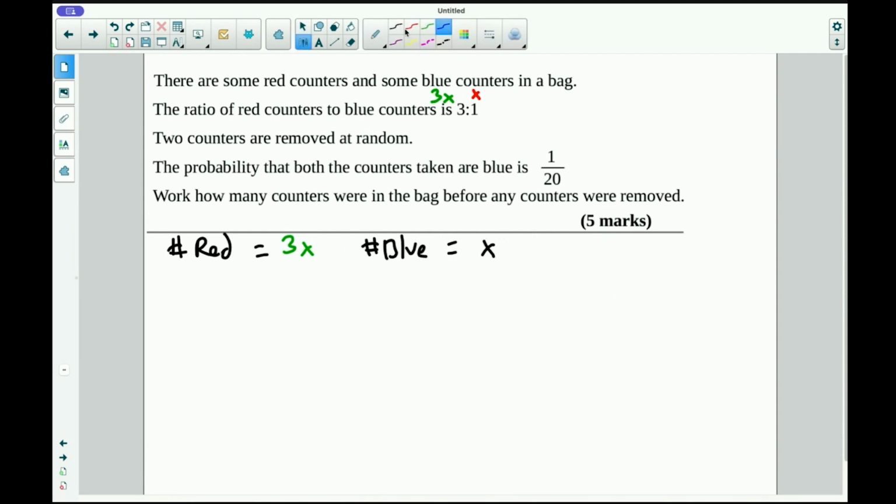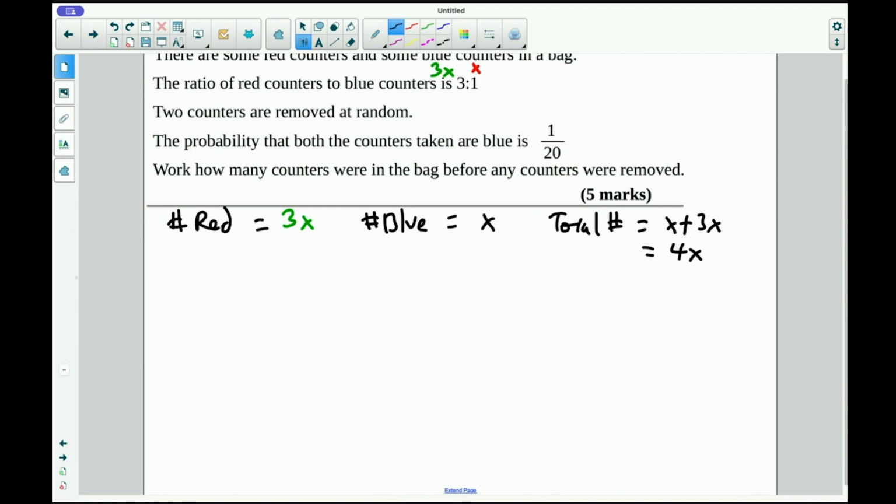Okay, so that means that our total number is just going to be x + 3x, which is 4x. All right. Are we all happy with that start? Okay, because that's going to set us up here for the probability tree that we're going to make.